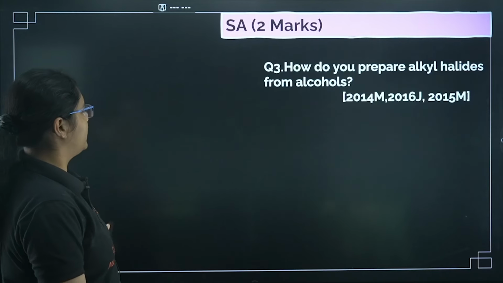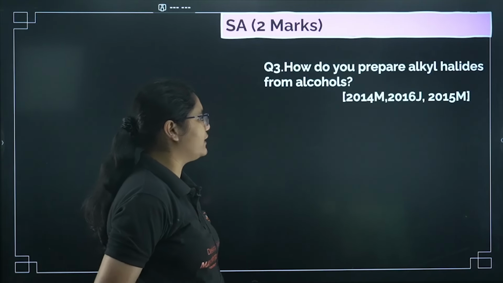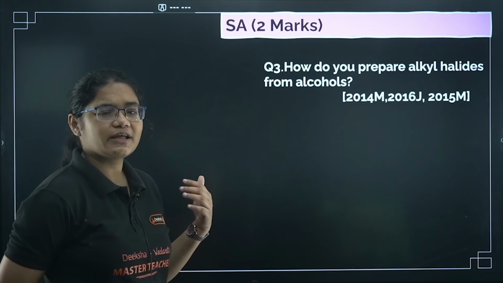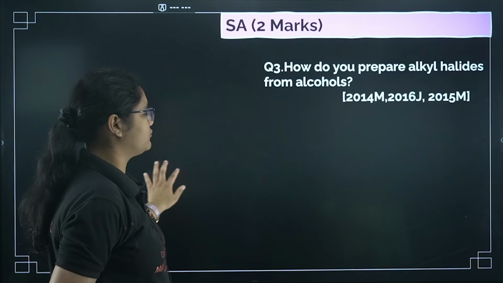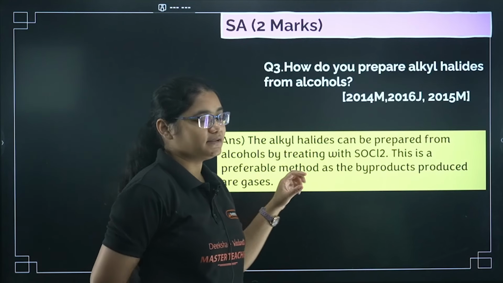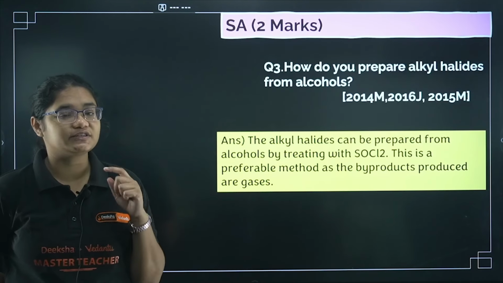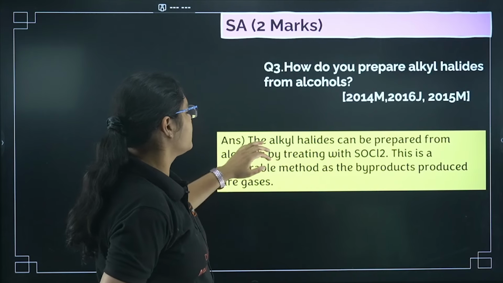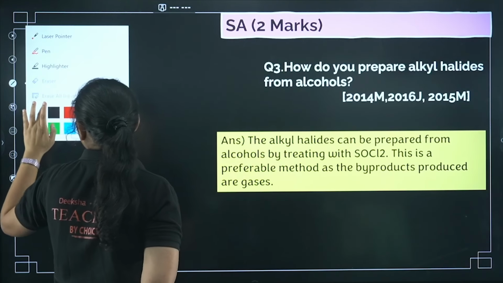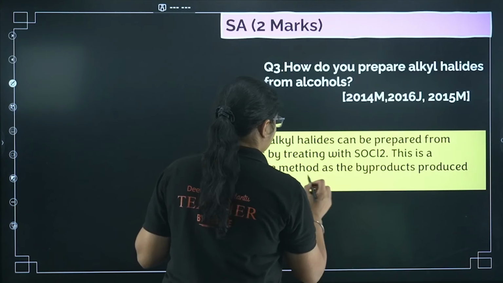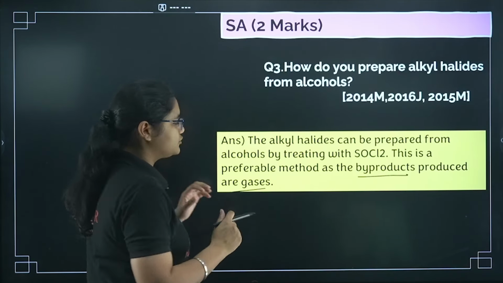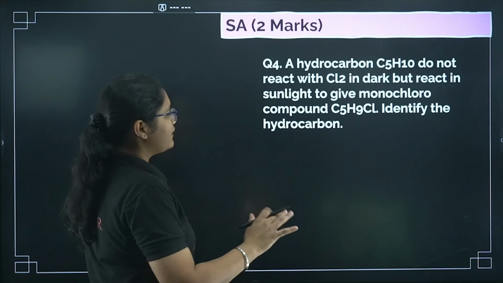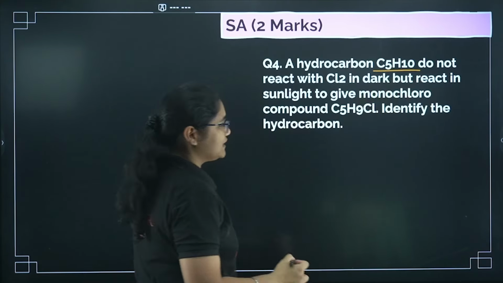Okay, next we have: how do you prepare alkyl halides from alcohols? So there are different ways of preparing alkyl halides from alcohols. Okay, the best method used is by treating alcohols with SOCl2. That is because in SOCl2 the byproducts are gaseous products, so pure haloalkane can be easily obtained. Okay, so now let's see the formula of the compound C5H10.